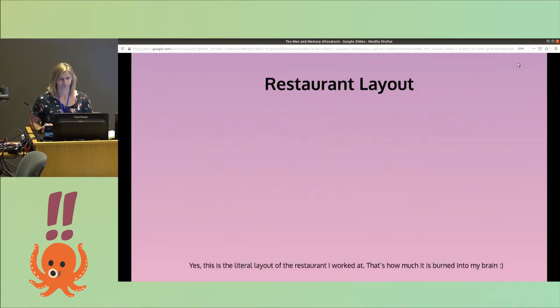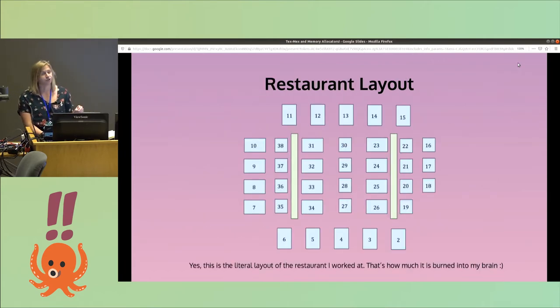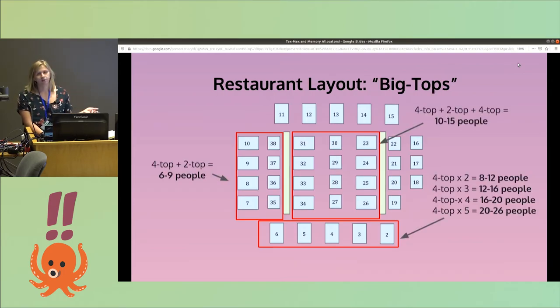So this was the literal restaurant layout. This is how much I remember this, even though it was more than 10 years ago. It doesn't look like this anymore. I've been back. So the smaller ones are what we call two tops, which means they have two seats. And the larger ones are four tops, so four seats. And everything in this restaurant is small, as you can see. And then we can fit big parties in these sections. So like maybe table 10 and 38 can seat 6 to 9 people. This section down here was for those people that would come in with their whole soccer team.